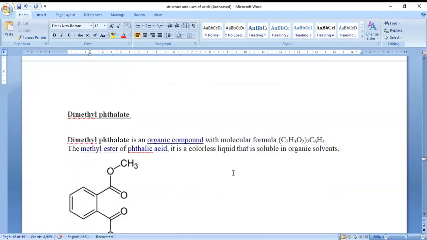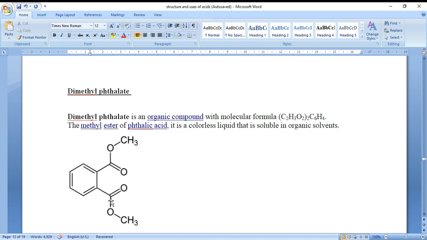And the next one is dimethyl phthalate. Dimethyl phthalate is an organic compound with a molecular formula of C2H3O2 twice and C6H4. You know that from the initial acid onwards we are telling about this dimethyl phthalate, isn't it? So now the compound has come. What is dimethyl phthalate? It is an organic compound with the molecular formula C2H3O2 twice, along with C6H4.